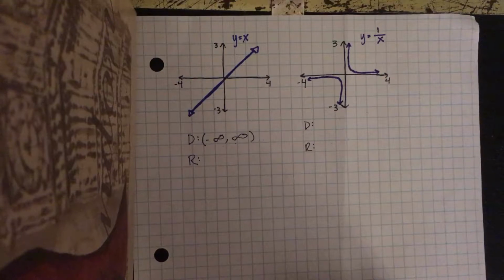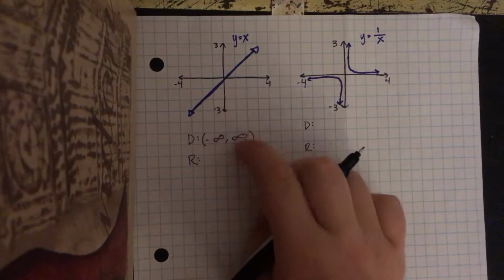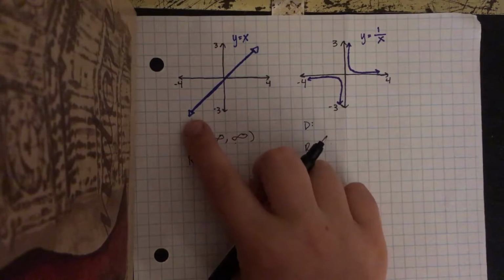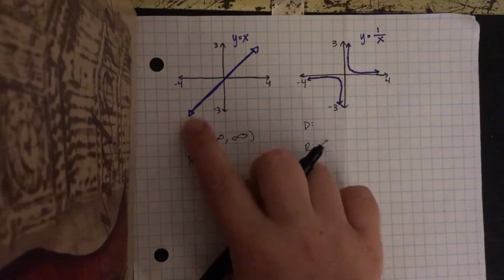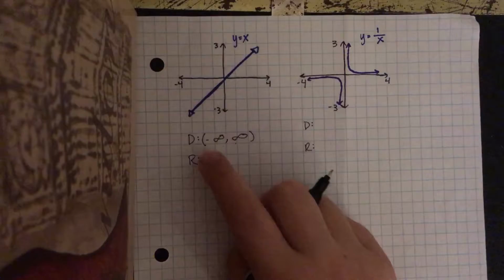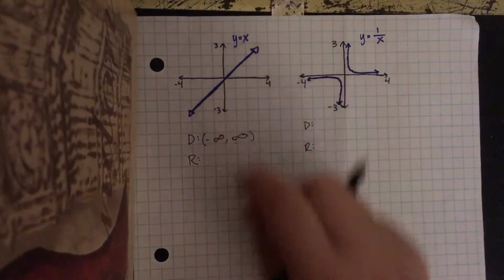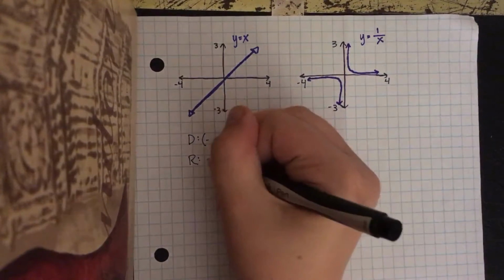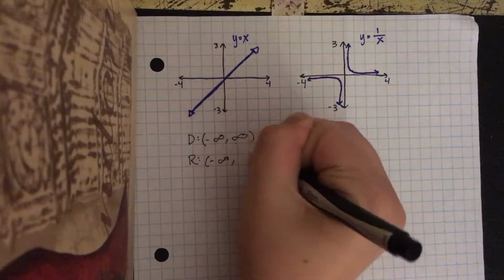For our range of y equals x, we have to look at what our y values do. Our negative y values keep continuing because there's an arrow here, and our positive y values keep continuing because there's an arrow here, and there's nothing to stop them in the middle. So our range is also negative infinity to positive infinity.